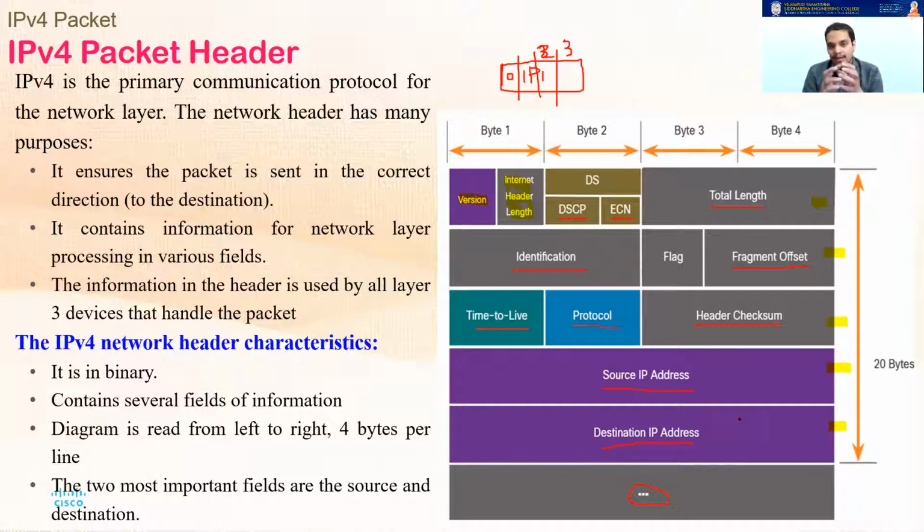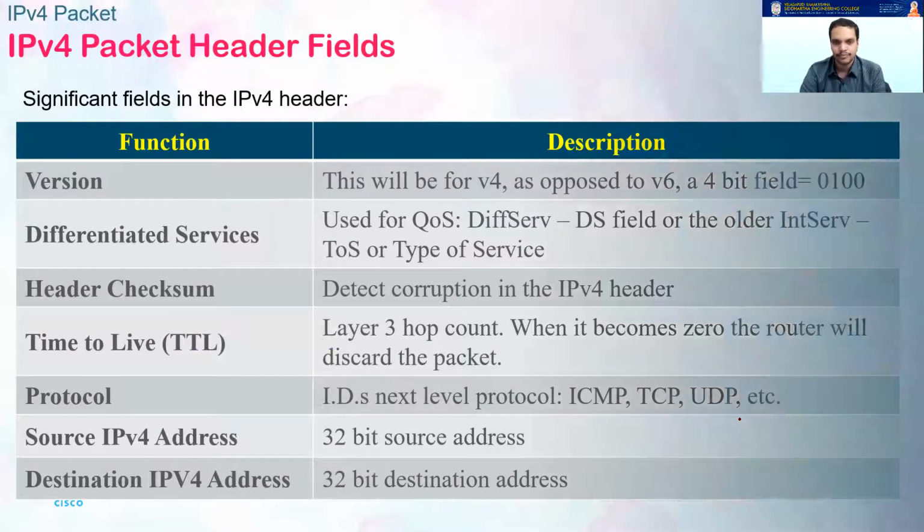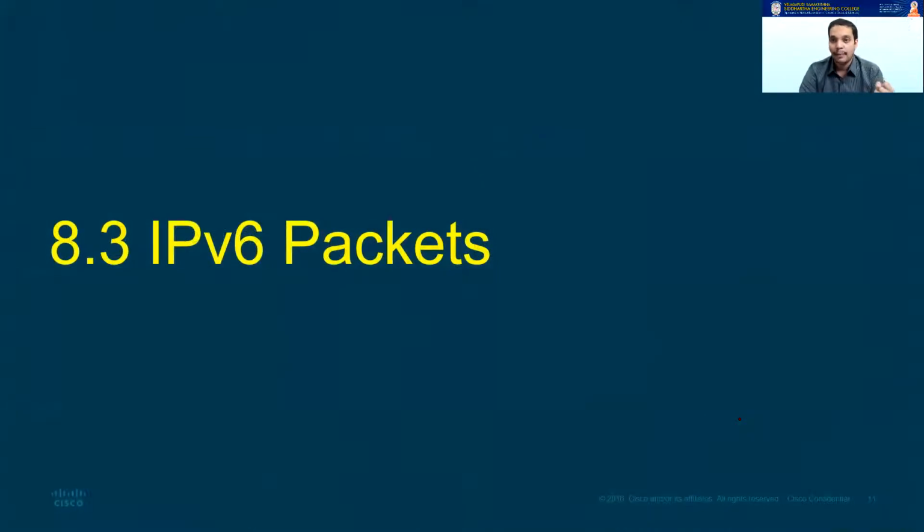Now, from this IPv4, we move on to IPv6. Let us see how the IPv6 header looks. This is the same as what we just discussed: version, differentiated services, header checksum, which is to detect whether there are any mistakes in the IPv4 header or not, all those kinds of things. It's the same thing. So let me go to the IPv6 packet.